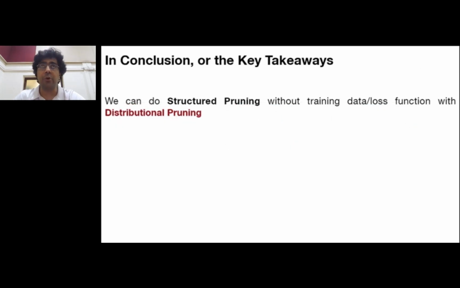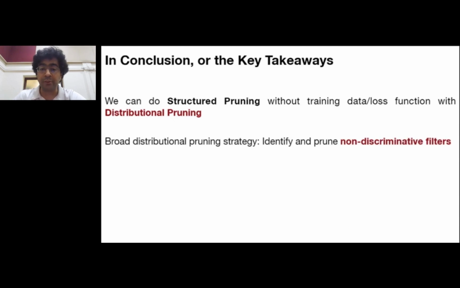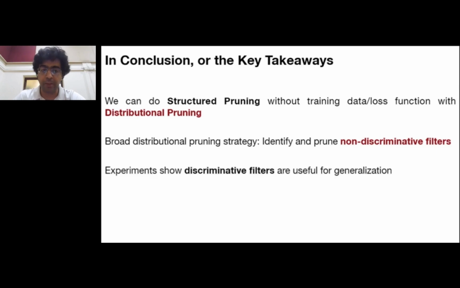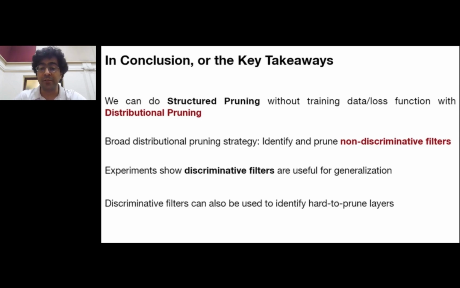The key takeaways are as follows. We can do structured pruning without access to the training set with distributional pruning. Broadly speaking, this strategy simply requires identifying and pruning non-discriminative filters. Our experiments have shown that discriminative filters are in fact very useful for generalization and can also be used to identify hard to prune layers. And lastly, our TVSPrune algorithm, which is a distributional pruning algorithm, is competitive or superior with current state-of-the-art methods.